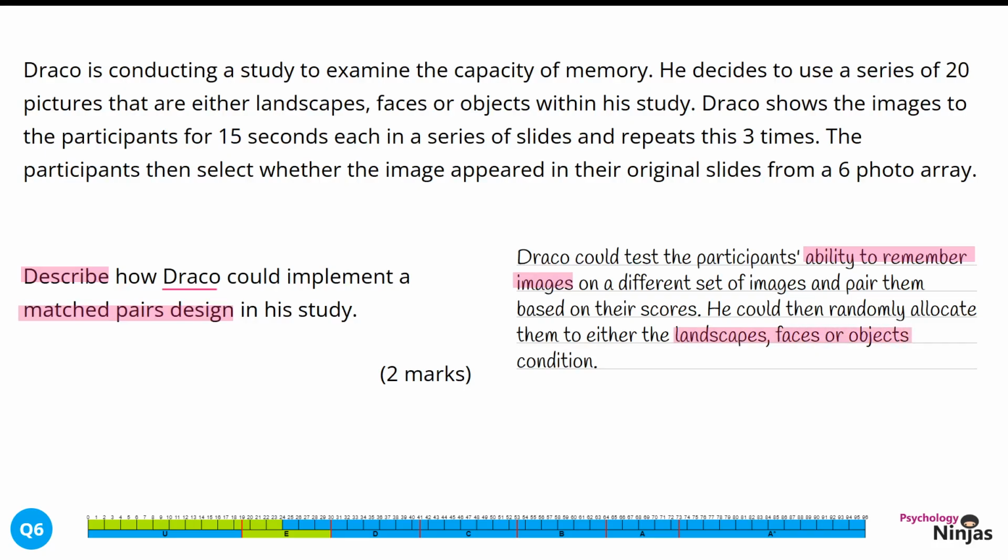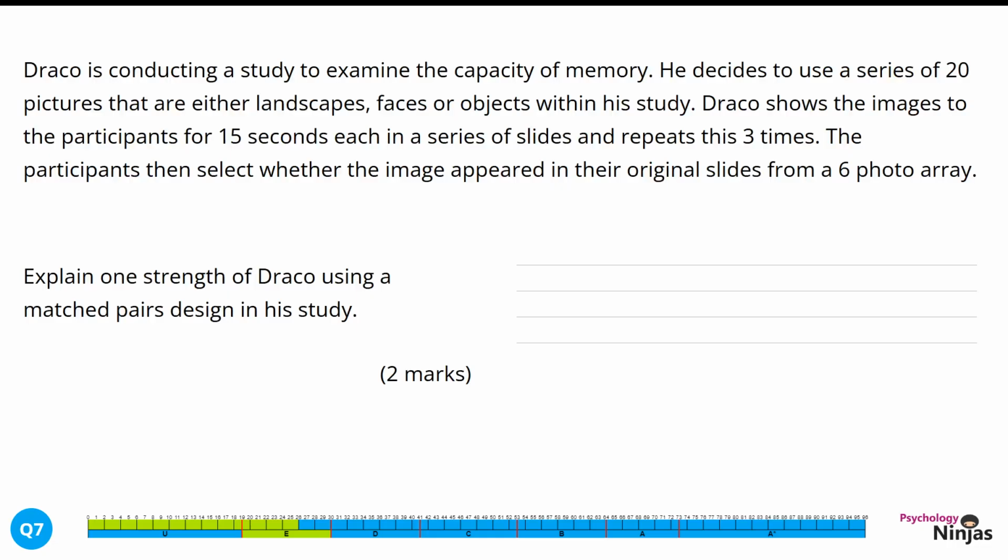Explain one strength of Draco using a matched pairs design in his study. 2 marks. Our command word is explain. This means we need to give extension and detail to our discussion. The question is asking us for one strength, and so we want to focus our time and energy on effectively giving one strength.